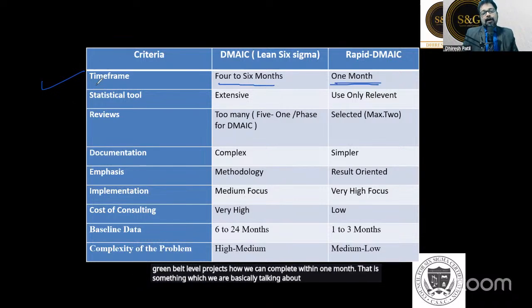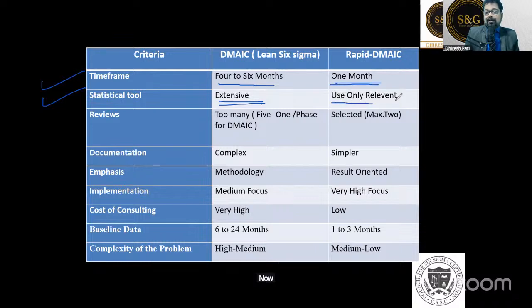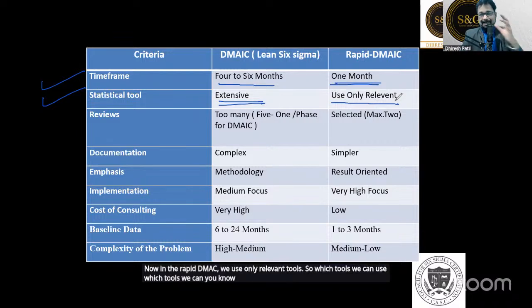We use extensive statistical tools at green belt as well as black belt level. In rapid DMAIC, we use only relevant tools. Which tools we can use and which we can skip, I have an Excel sheet made ready for you.